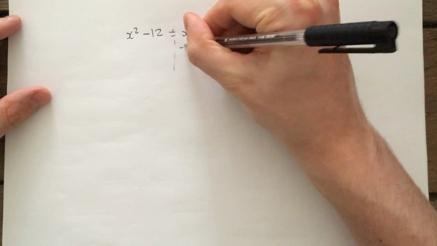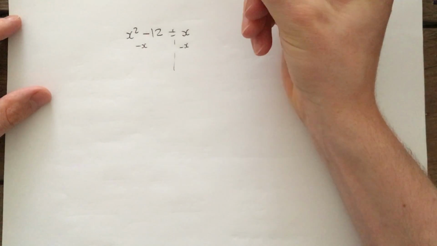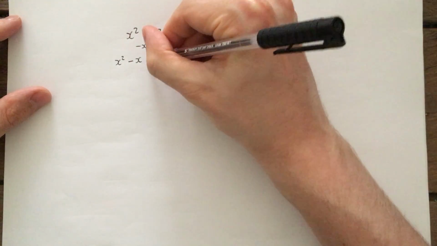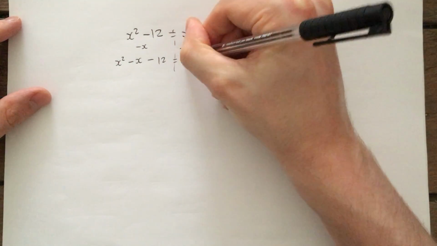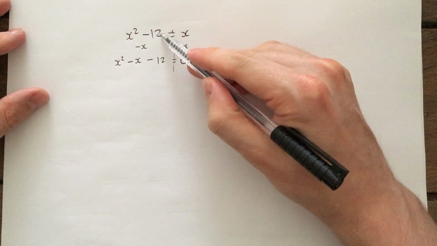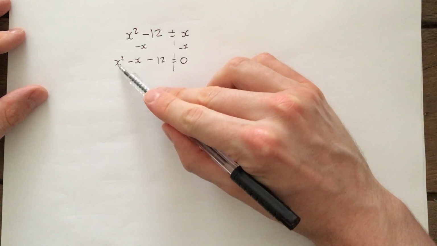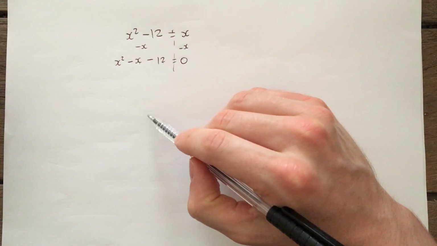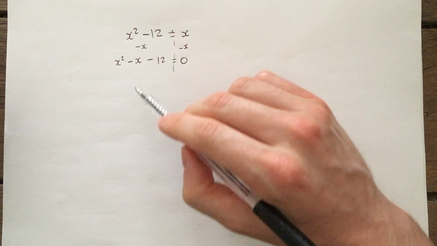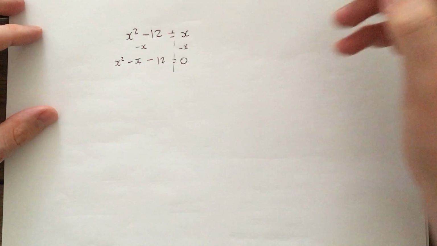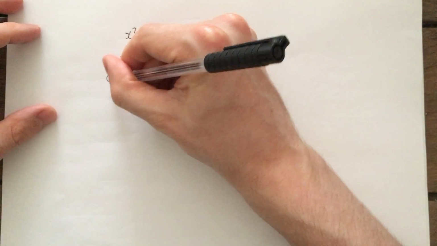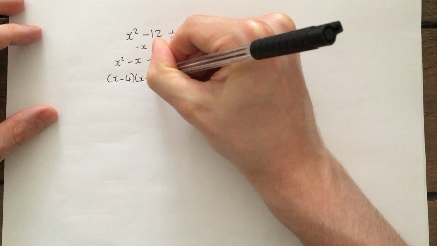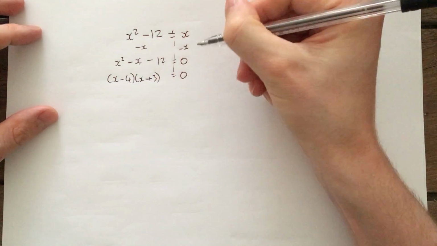So I would minus x. So it would be x squared, take away x, minus 12 equals 0. Now you could argue, why don't I put the minus x after the minus 12? Well, I just prefer this layout. I prefer it to be x squared and then just an x there and then the number there. Okay, because that's the layout we're used to seeing. So then I would say, well, can I factorise it? Yep, x minus 4, x plus 3 equals 0.